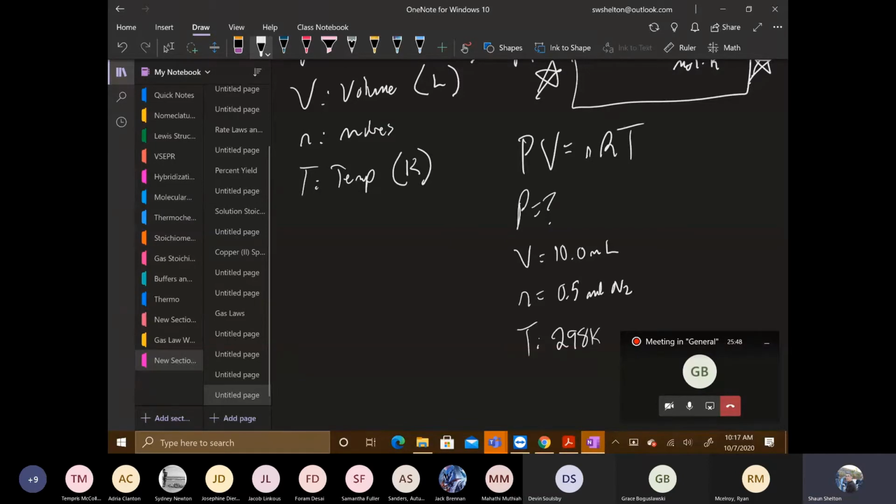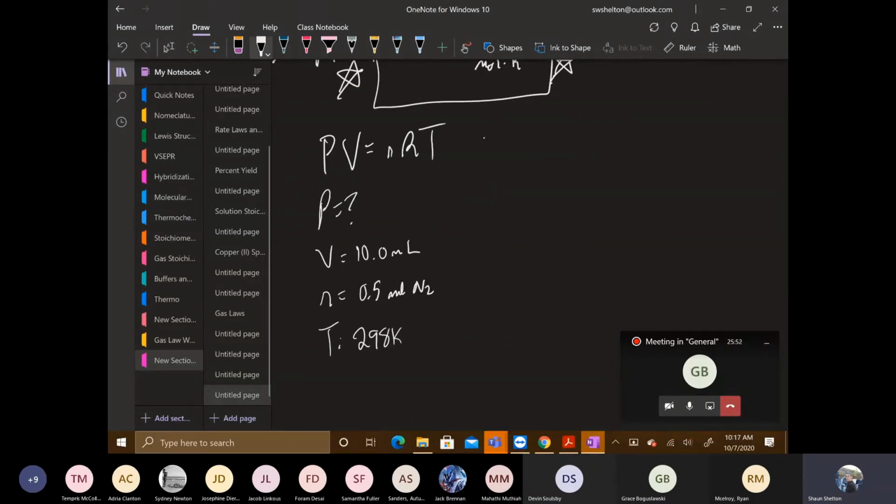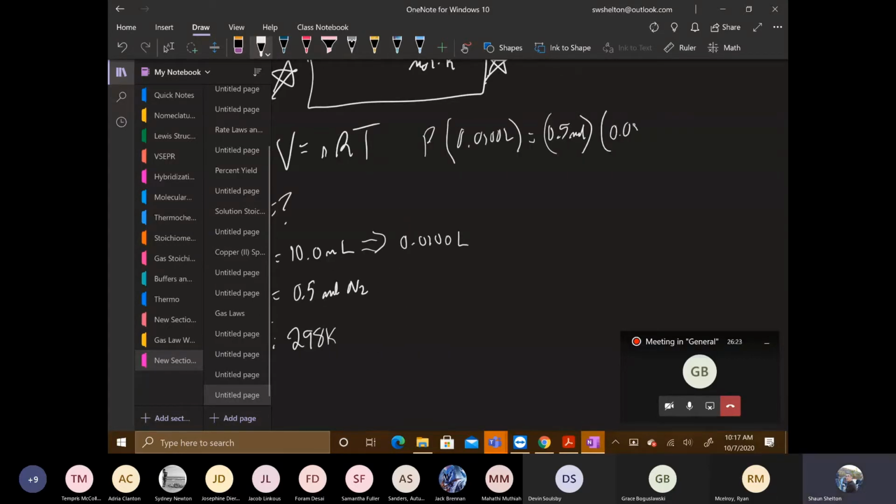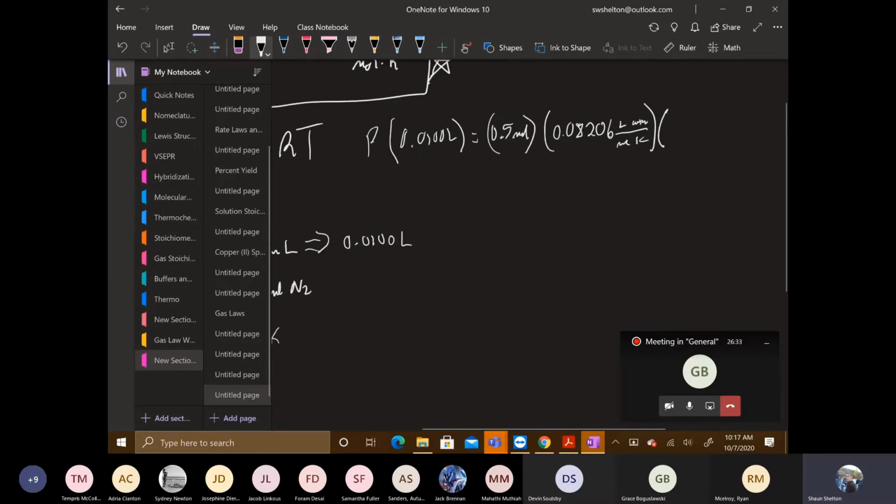So we have all the pieces here, and we just plug this in. We have the pressure times the volume. Now the milliliters get converted into liters, so divide by 1,000, and that's the volume in liters. Always make sure your milliliters get converted into liters for the ideal gas law. And your moles is half a mole, times R, which is 0.08206 liters atmospheres per mole Kelvin.